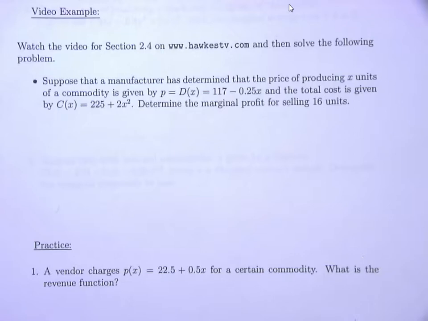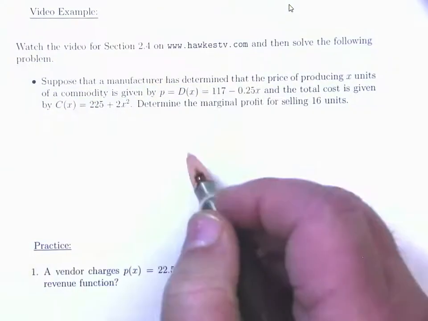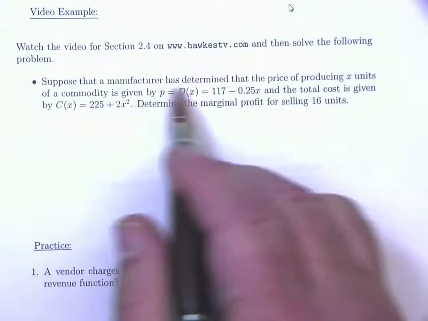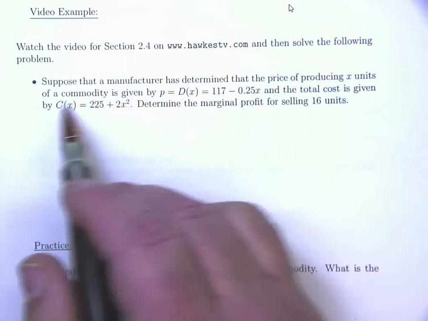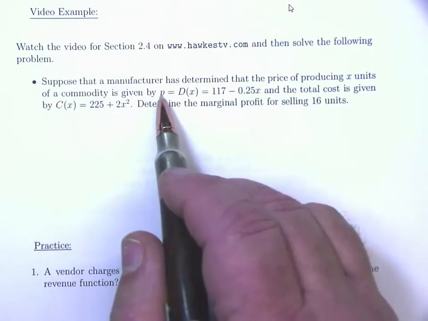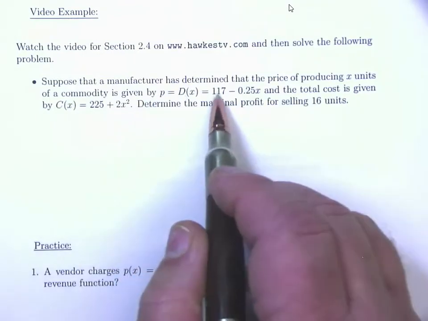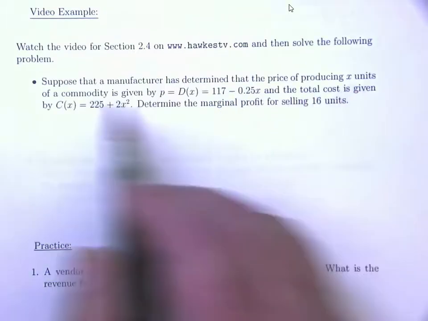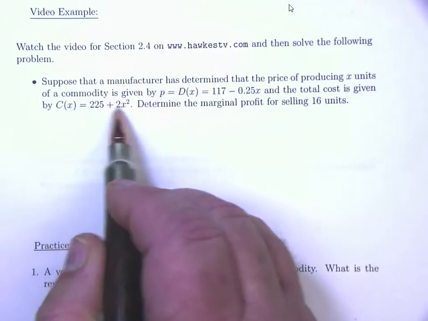So first off, with all this good information here, what are we supposed to find? I'm going to show you how, as a mathematician and a business person, you want to sit there and analyze this stuff from a math perspective. Read the problem again, and then look for what you're trying to find. Well, I've got a manufacturer determining the price of selling x units, x is units, and I've got p, little p, which means price, or that demand equation, is 117 minus 0.25x. And the total cost is given by C of x equals 225 plus 2x squared.